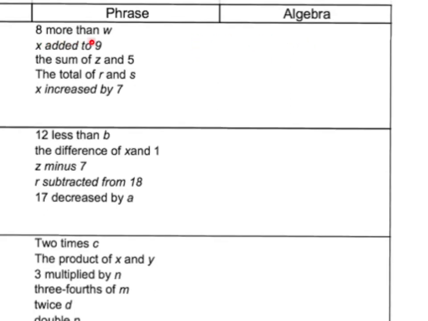Okay, right here, x added to 9. I see the words added to, obviously I'm going to use addition. And I also see the turnaround word to. So I'm going to take the x and the 9 and I'm going to switch places. So when I write this out, x is going to be added to the number 9. So it's 9 plus x.